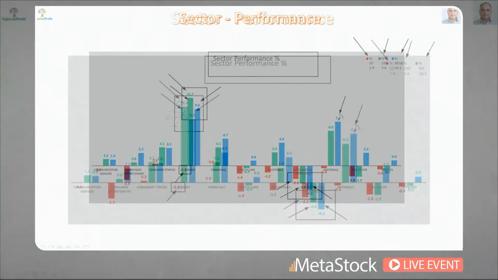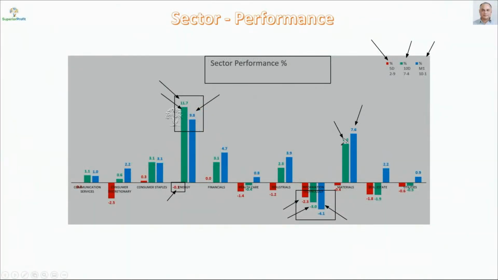Materials is also up over 1 month, over 10 days, but down over the 5-day period. Very similar to energy. So you may find it very useful to book profit in long positions. Energy was very strong, materials was very strong. Now this picture is showing some weakness. That would be the perfect time to book profit or to hedge your position.